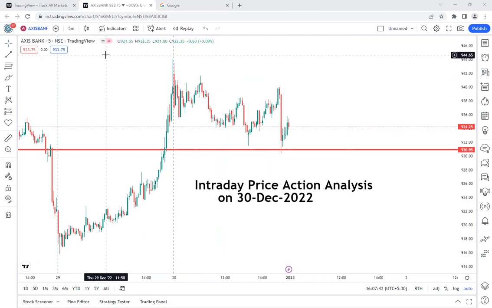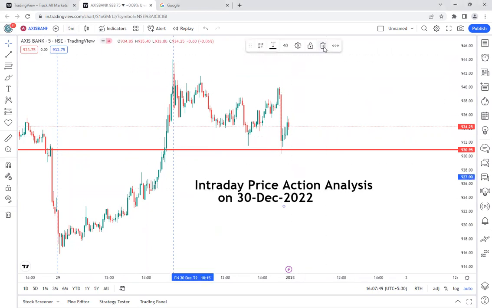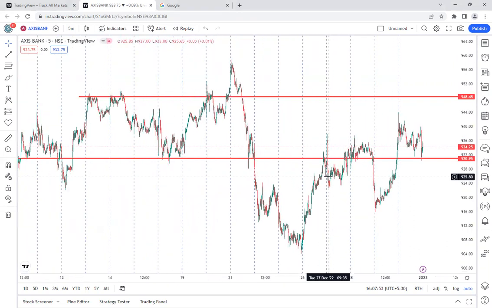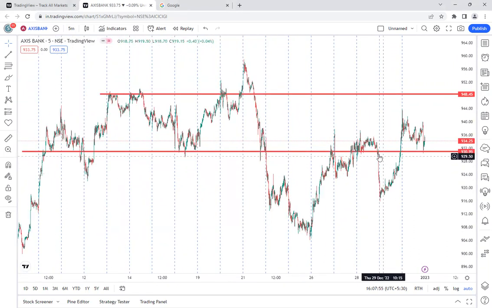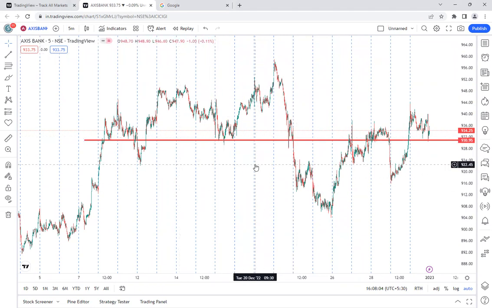So I am already on the Axis Bank 5-minute time frame chart. Here I have plotted one key level, that is coming around 930 rupees. For your clear understanding, I will remove this. So only one level I have plotted now.